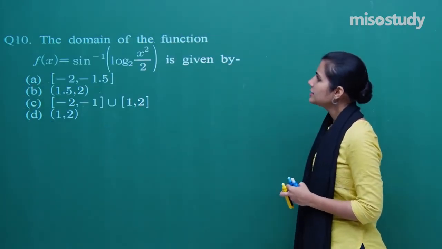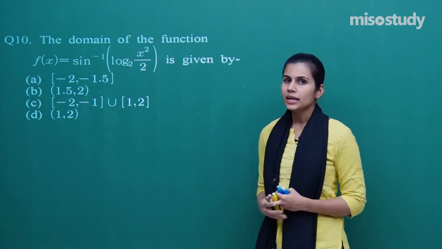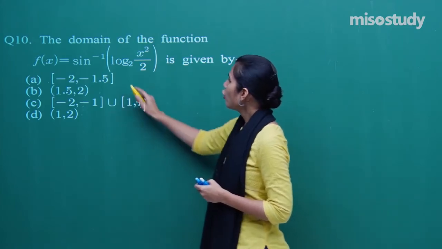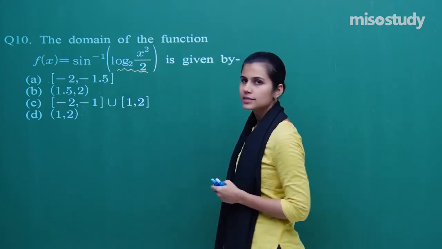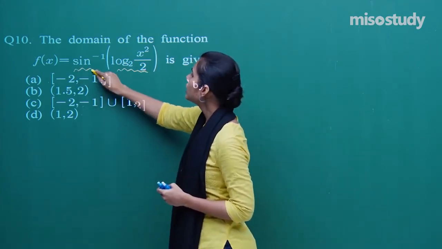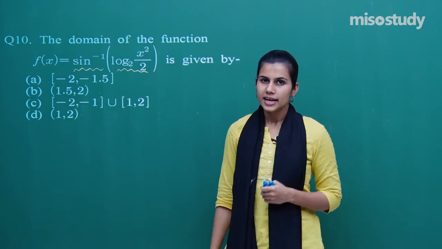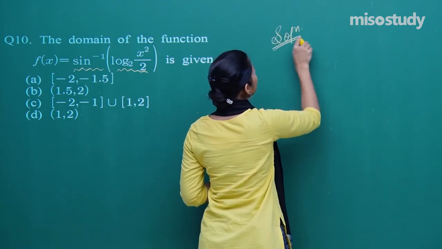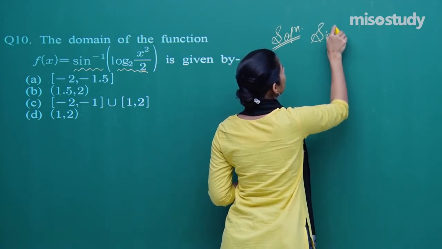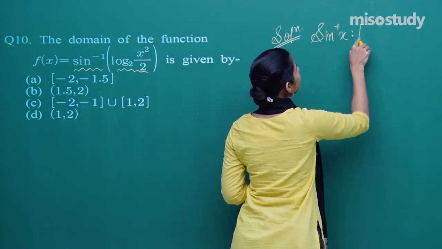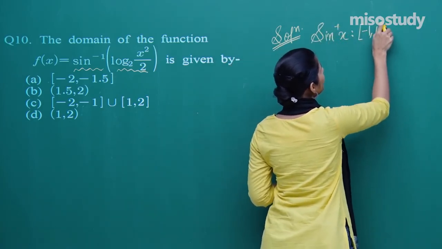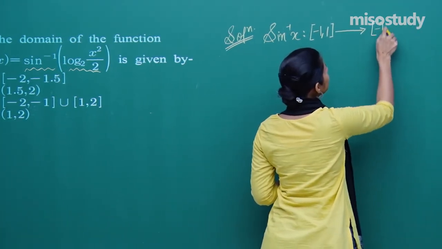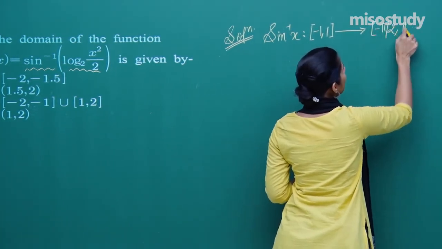Question number 10 says again something about the domain of a function. Mind it, over here log is being concerned and sine inverse is also concerned. As I told you, the sine inverse function has its domain equal to [-1, 1] and the range equal to codomain [-pi/2, pi/2].